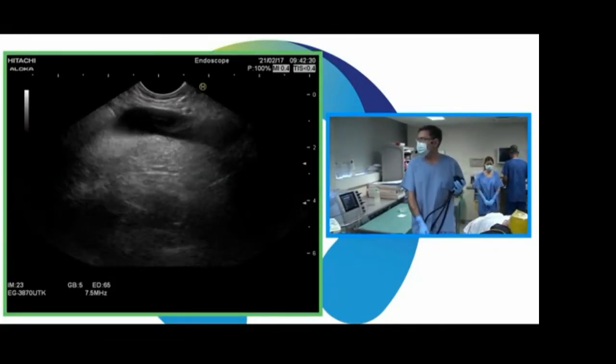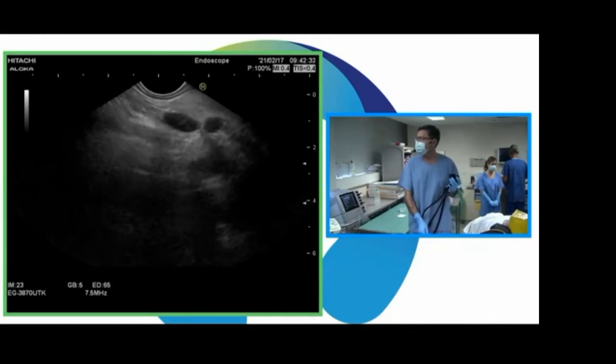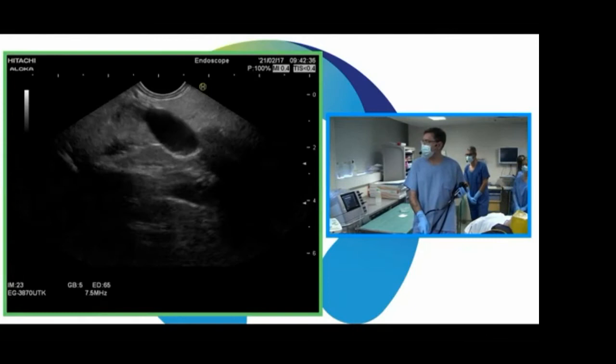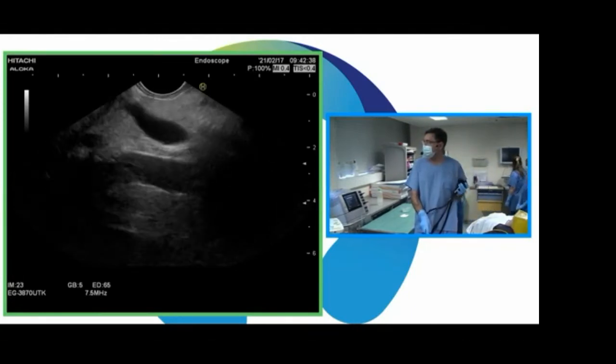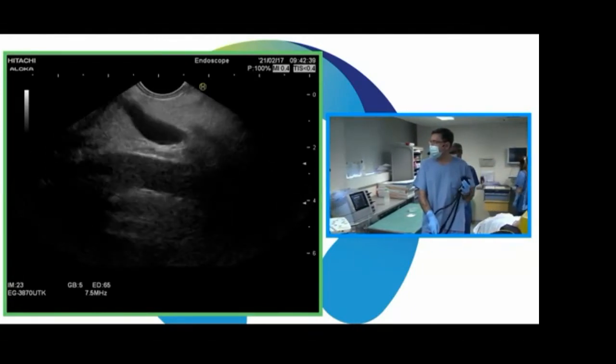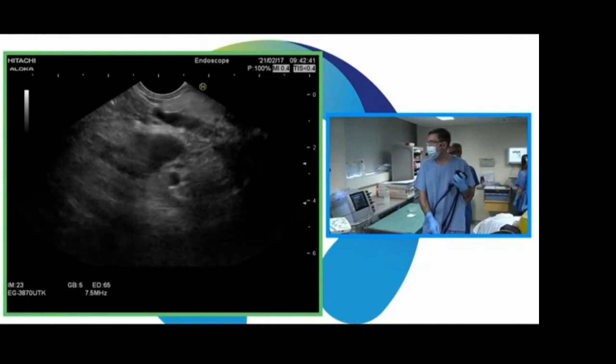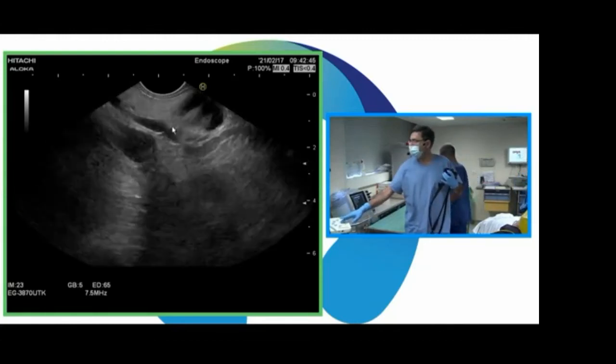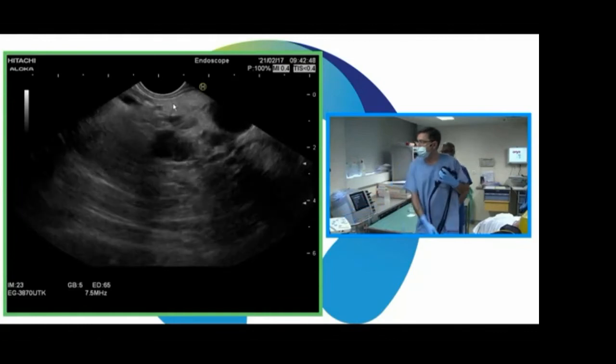And you see also the head of the pancreas. Okay, and now this is the portal vein. Okay, going to the liver. And now I will turn my scope to follow the splenic vein, and the splenic vein is just there. This is the neck of the pancreas.